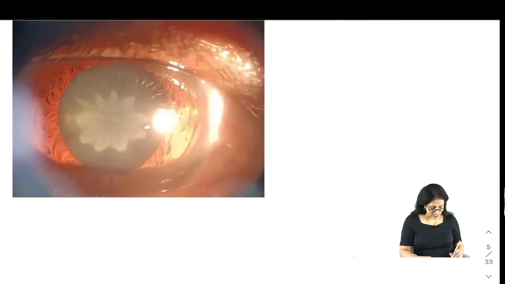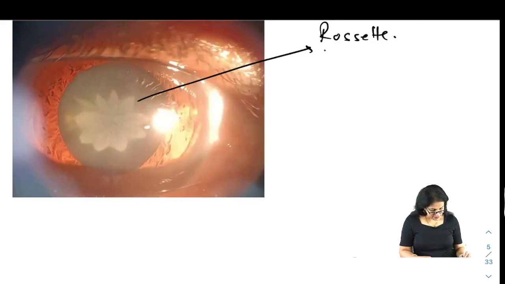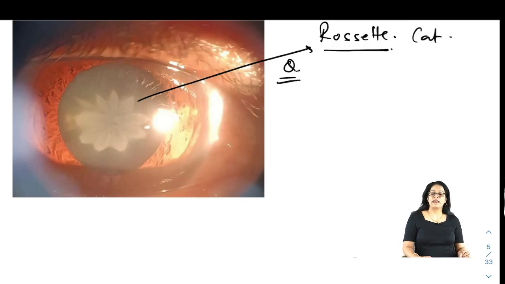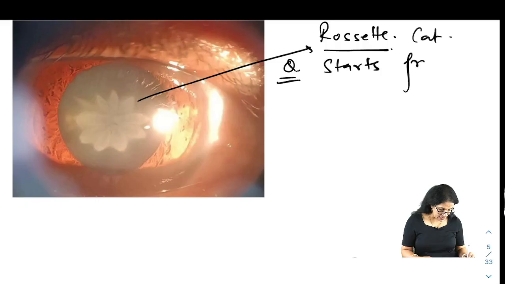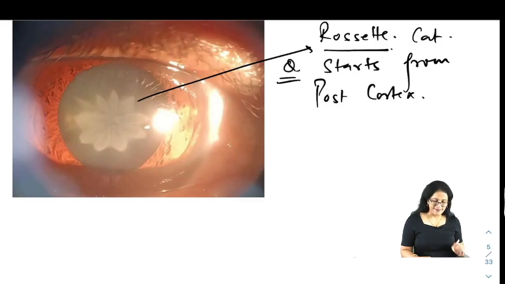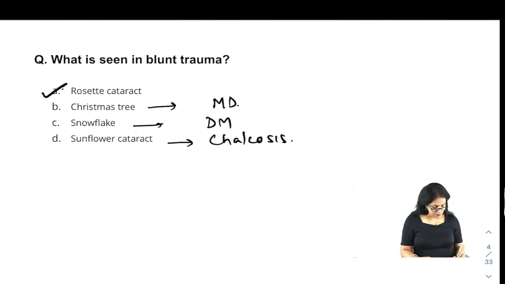Let's have a look. So this is your rosette shape cataract that we are talking about. Another question on rosette shape is that it starts from which part of the lens? You will say it starts from posterior cortex. Another question for diabetes: which type of diabetes will most commonly have this snowflake, also called snowstorm cataract? You're going to say it is type 1 diabetes.